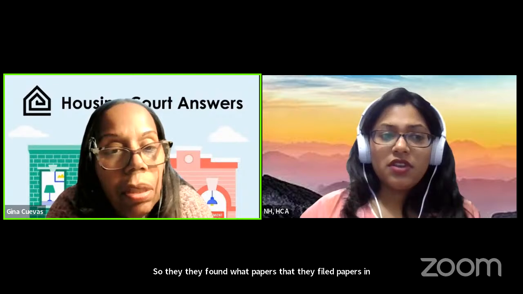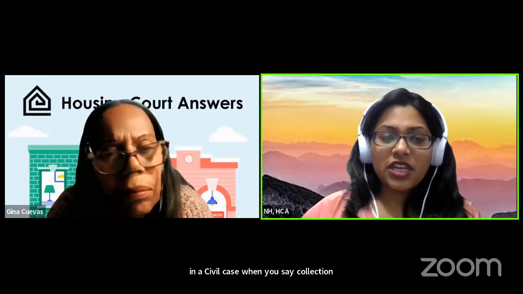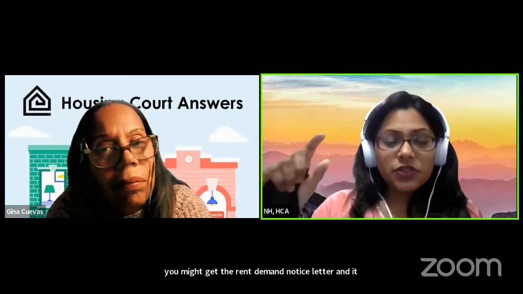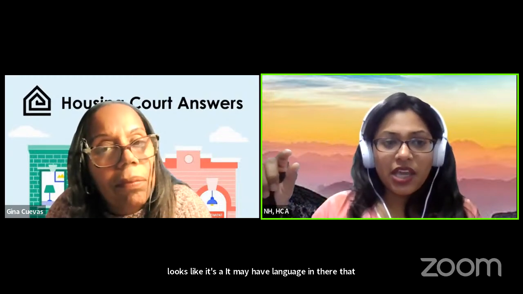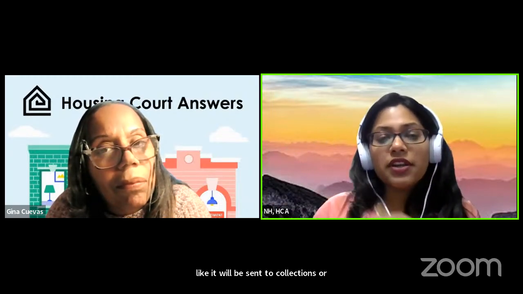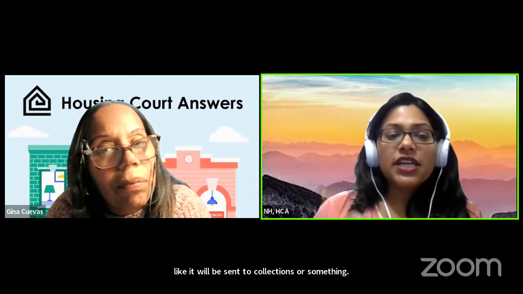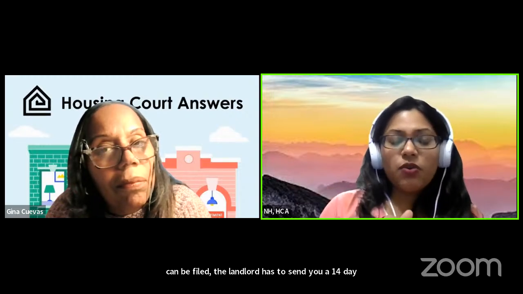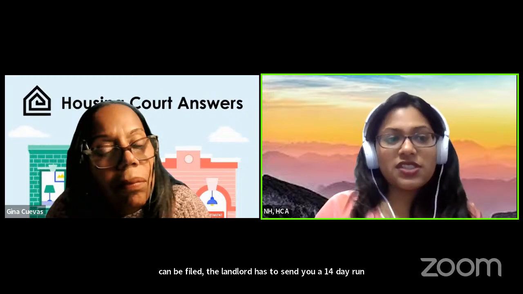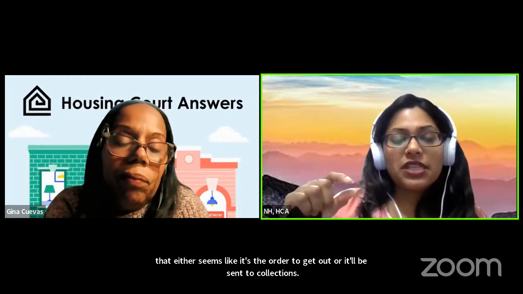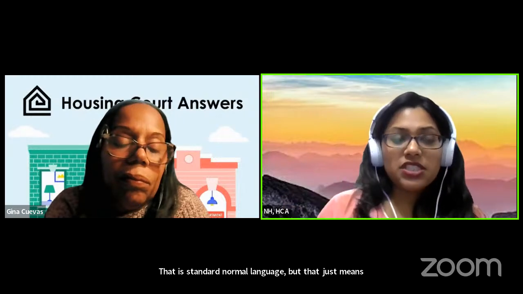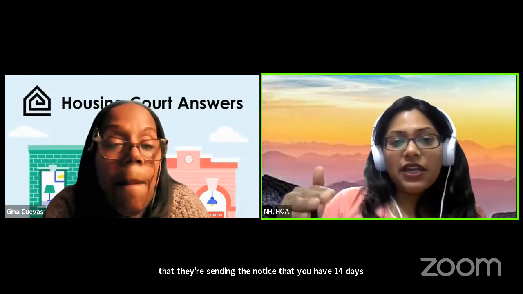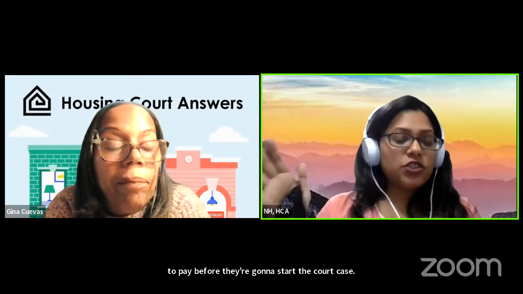When you say collection, I think what they're meaning is that a lot of times you might get the rent demand notice letter and it may have language in there that it will be sent to collections. Before a non-payment case can be filed, the landlord has to send you a 14-day rent demand notice. And that language tends to seem like it's an order to get out or it'll be sent to collections. That is standard normal language, but that just means that they're sending the notice that you have 14 days to pay before they're going to start the court case. So I don't know if you're receiving something different, but that notice does tend to have language that it will be sent to collections or whatever.